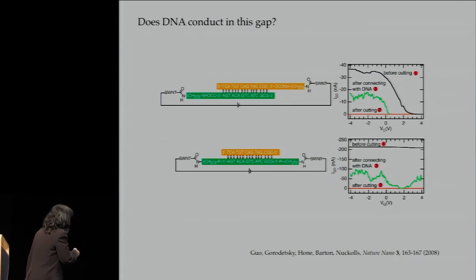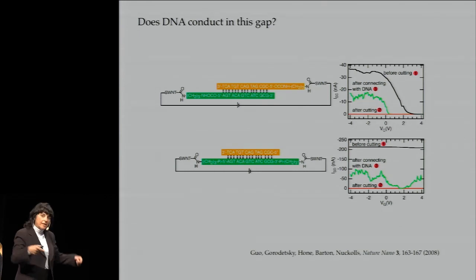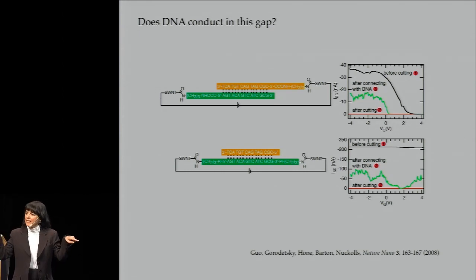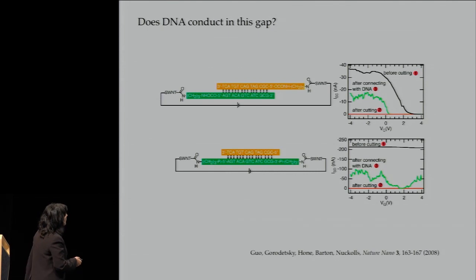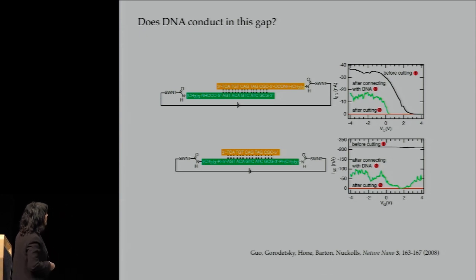We took one strand of DNA and functionalized both ends of that strand. And then we had the other strand, which was not covalently bonded in the assembly. It was hydrogen bonded through the base pairs, and it was stacked together, but it wasn't covalent. And again, what we saw was before cutting, we had a large current, then we had no current, and then when we put this in the assembly, we had an intermediate current.